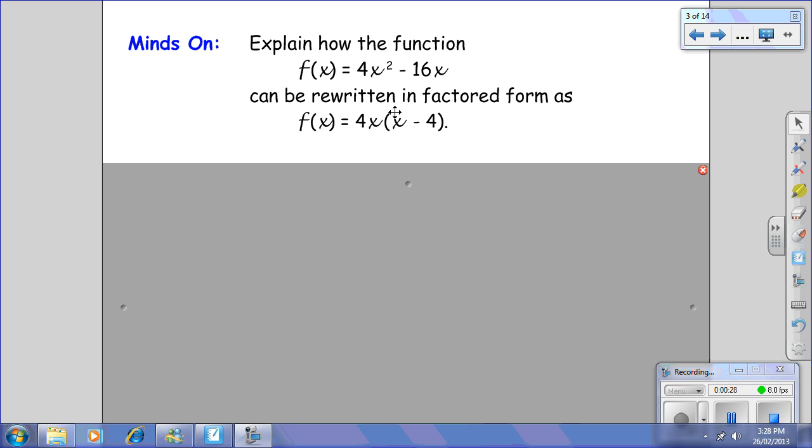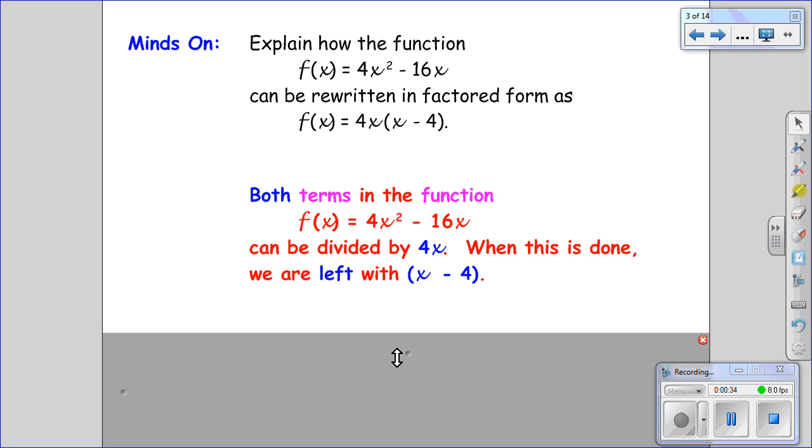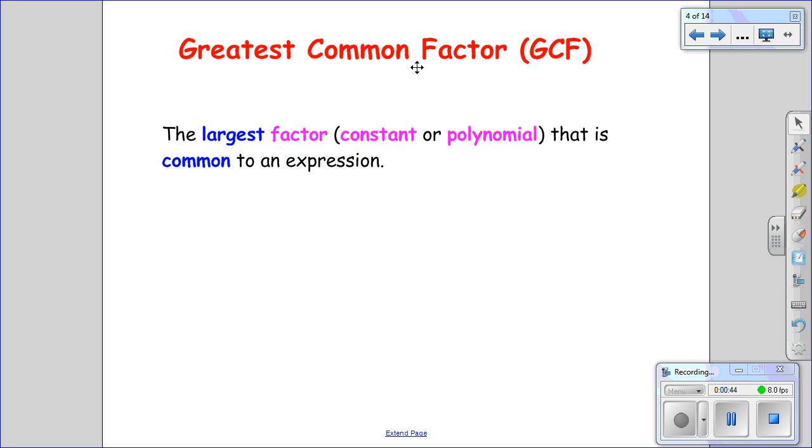And if I were to multiply or distribute the 4x to both the x and the minus 4, I would see that I ended up with minus 16x. So looking at this again, they both have a factor of 4x in them, and I can just divide it through to get the second term.